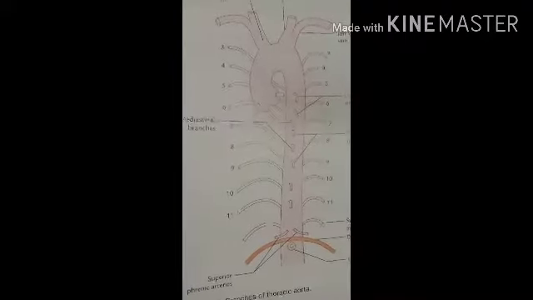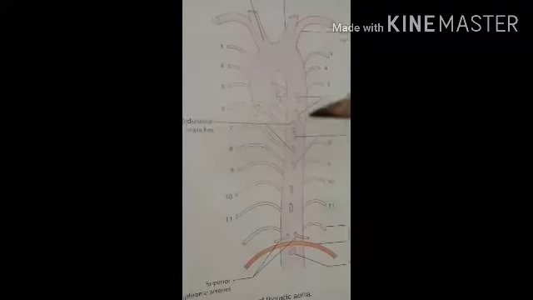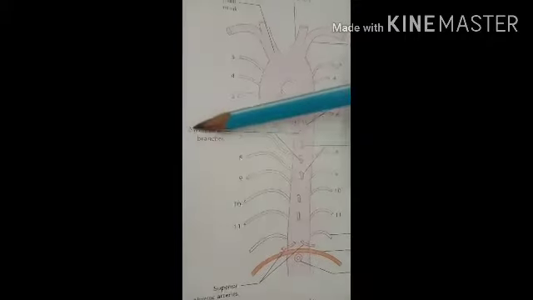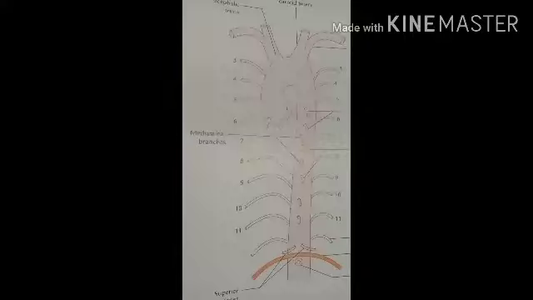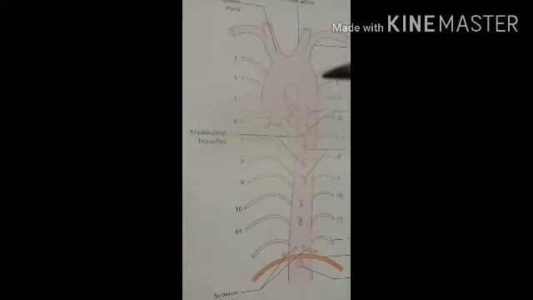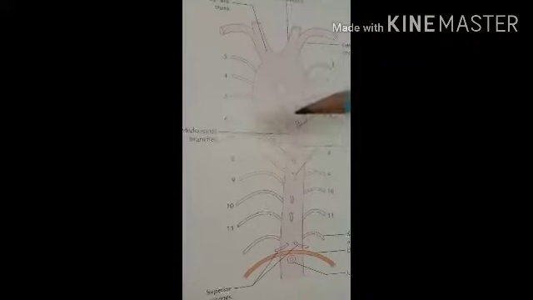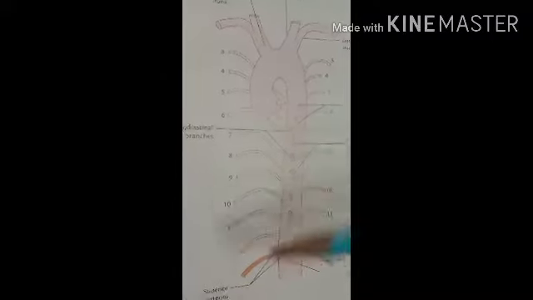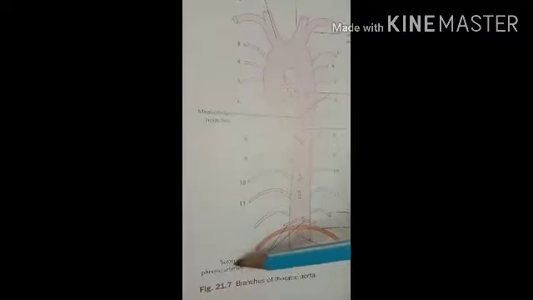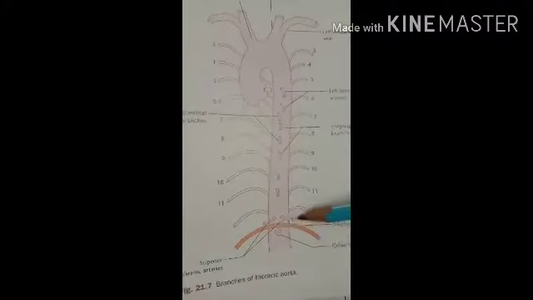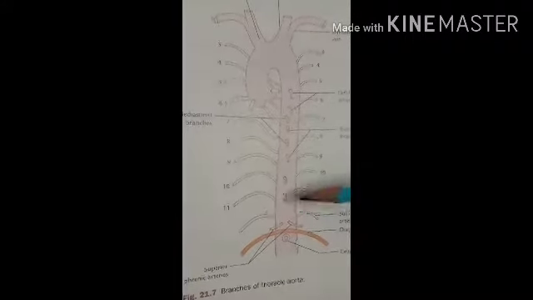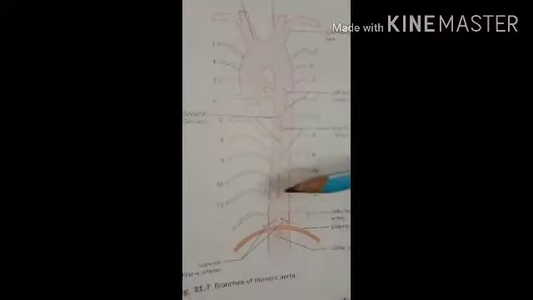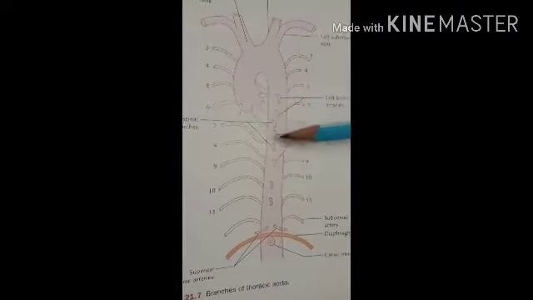Then the pericardial branches. Then the mediastinal branches. Here you can see the mediastinal branches. The pericardial branches are present to the posterior surface of the pericardium. Okay? Then the superior phrenic arteries. Here you can see the superior phrenic arteries, which supply the upper part of the diaphragm, the superior surface of the diaphragm. Okay? So these are the branches given by the descending thoracic aorta.